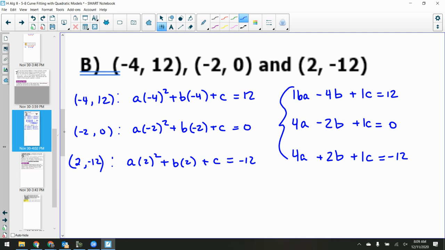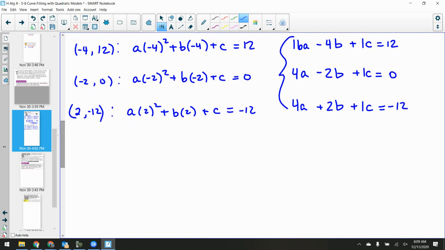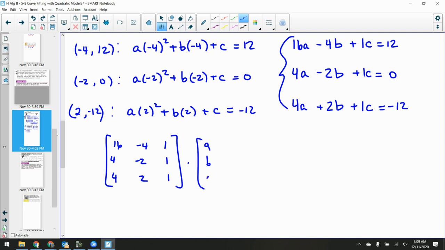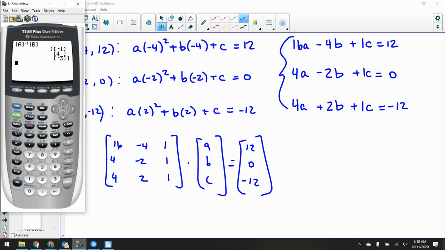Okay, so my matrix is 16, -4, 1, 4, -2, 1, 4, +2, 1, times A, B, C, equals 12, 0, -12. Now we run the numbers.